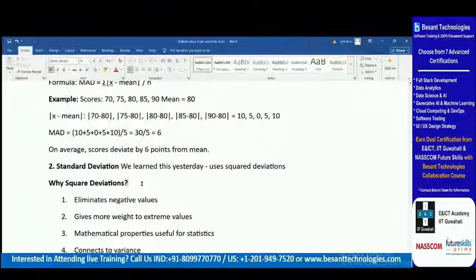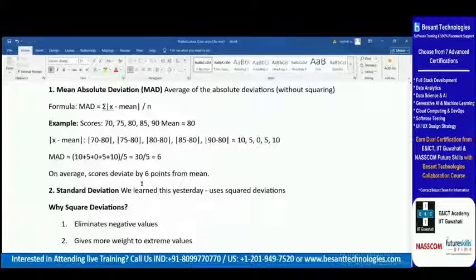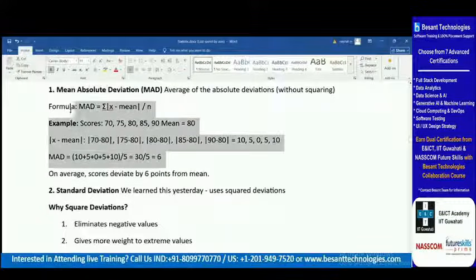Sorry to interrupt. Yeah, in the first one, the mean absolute deviation, we are calculating 70 minus 80, which is minus 10, right? But why are we taking it as a positive value here? It is the usage of absolute value. This pipe symbol is called the absolute symbol, and it helps us to take out the negative sign. That negative won't be there. That is the usage of this mean absolute value.